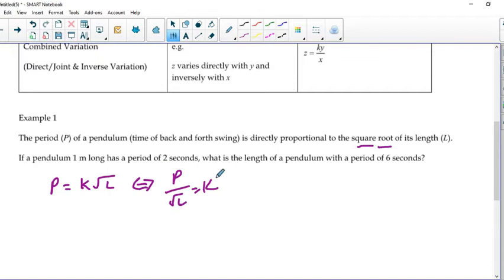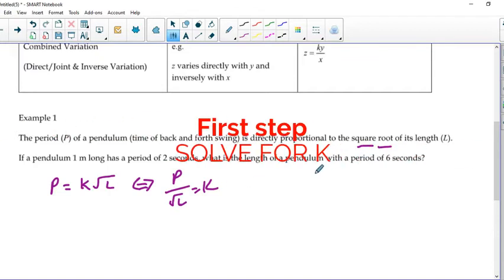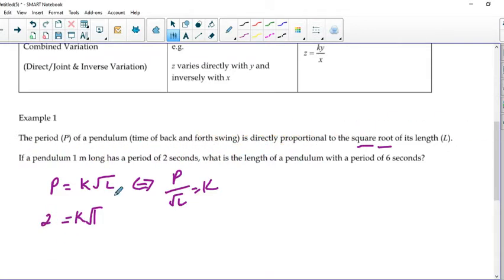So the first thing we always want to do is solve for k. Solve for k. So we're going to substitute in. If a pendulum is 1 meter long, I'm going to put in 1 for L. I'm going to use that first equation. I've got k, and it has a period of 2 seconds. What does k equal? You could say k is equal to 2 divided by the square root of 1, which we would then say k is equal to 2.